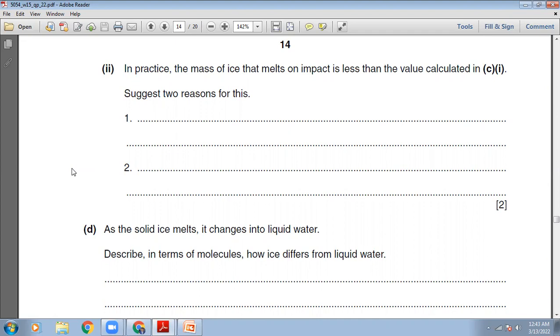So one reason that the mass of the ice which actually melts is less than the mass which we just calculated can be that the temperature of the ice might be less than 0 degrees centigrade. Another reason can be that when the ice hits the ground, some of its kinetic energy is used to produce a depression on the ground. Some of its energy might also be used to produce sound when it bangs into the earth. That sound also requires energy. So not all the energy is used to melt the ice.